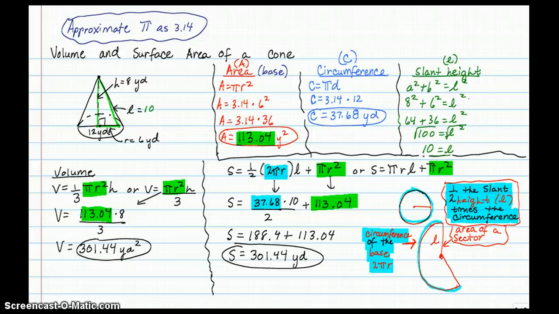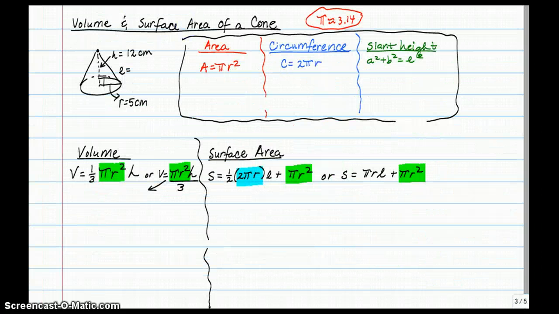Okay, we're going to go on and do another problem. I want you to pause this recording, get everything written down, including this little bit of knowledge here, so you can help to understand how come you do the surface area formula, and then we'll go on to the next problem. Okay, here's your next problem.